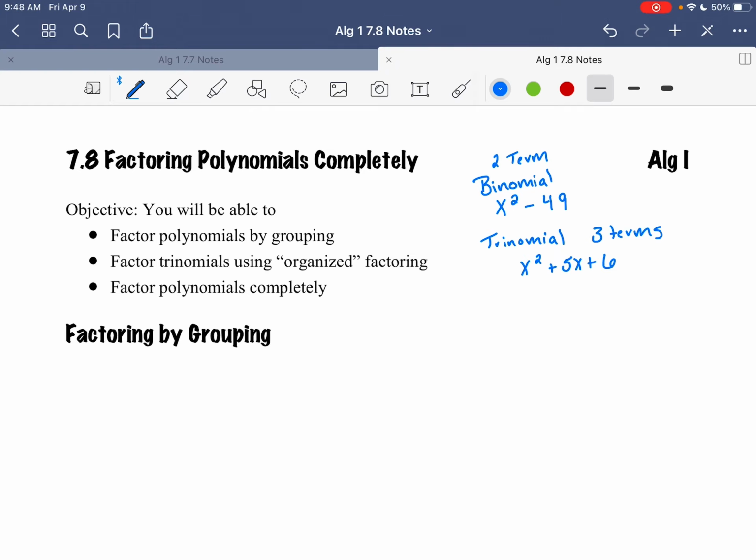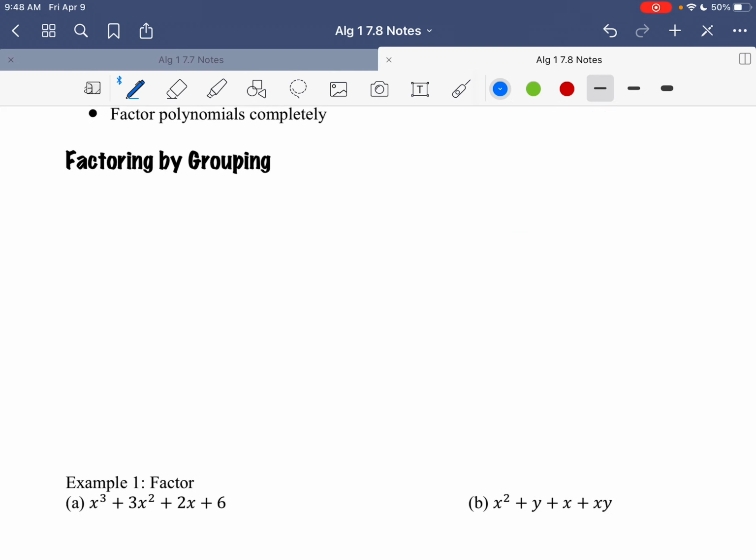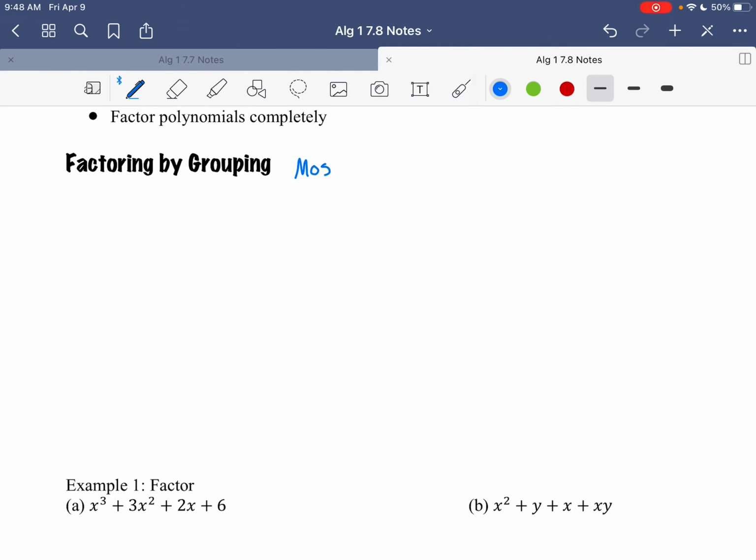But what if there's more than three terms? What if there's four? And this is where factoring by grouping comes in. It's most useful, or we almost always use it, with four or sometimes more terms. So that's when we would use factor by grouping.